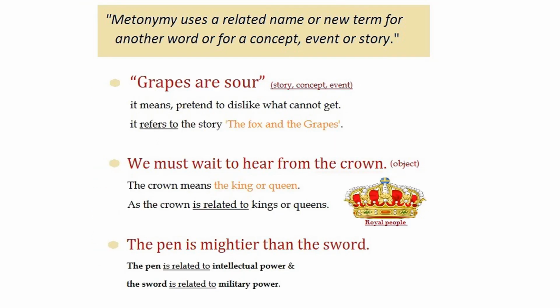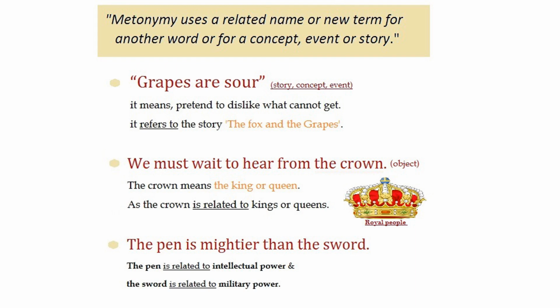Metonymy may also include words or word phrases which refer to a story, concept or an event. For example, grapes are sour. It means pretend to dislike what you cannot get. It refers to the moral story The Fox and the Grapes.